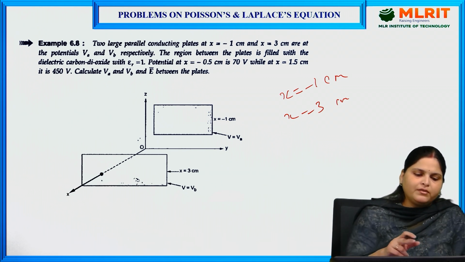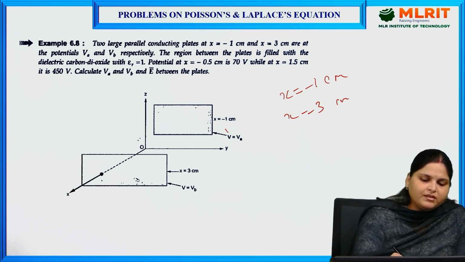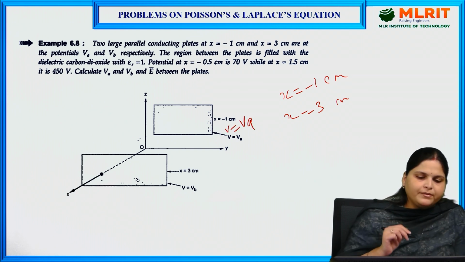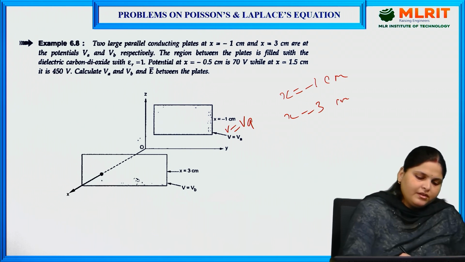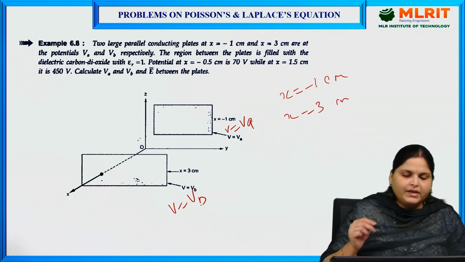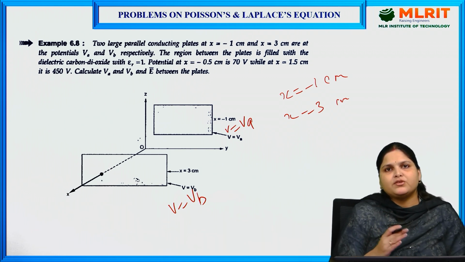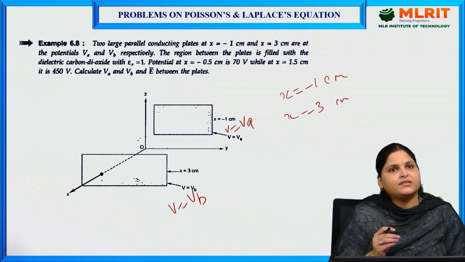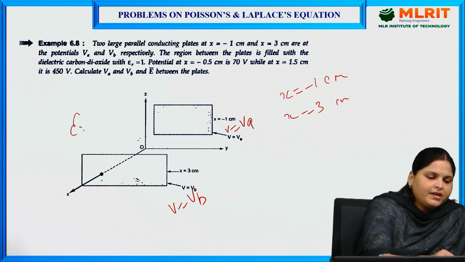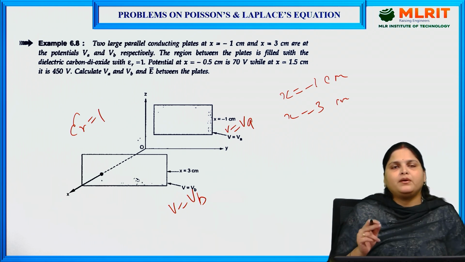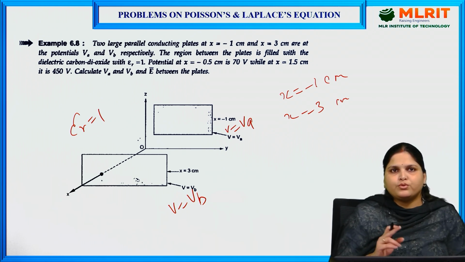Potential on the first plate which is at x is equals to minus 1, it is given as V is equals to VA. Potential on second plate is given as V is equals to VB, right? And the region between these two plates is filled with a dielectric carbon dioxide where the value of epsilon R is equals to 1, means relative permittivity.